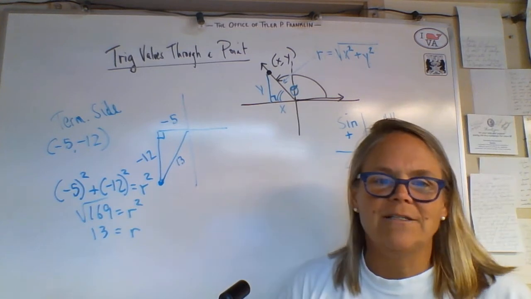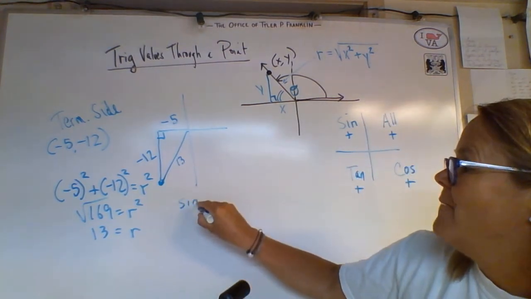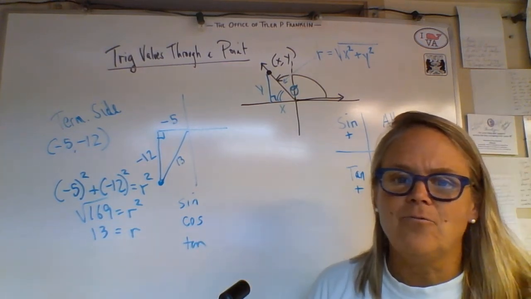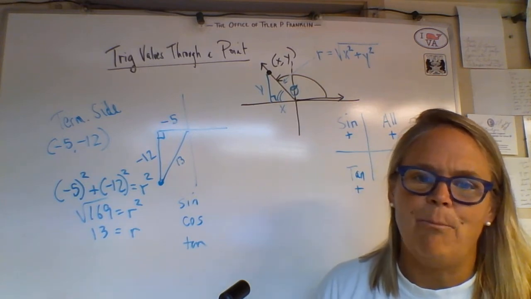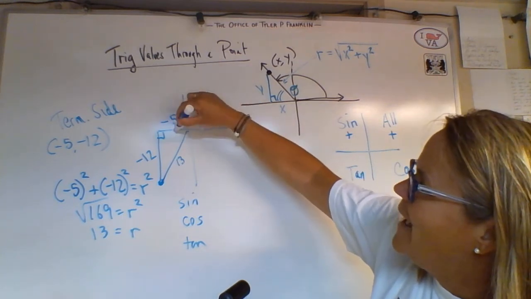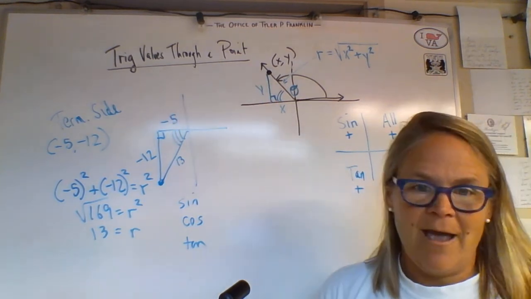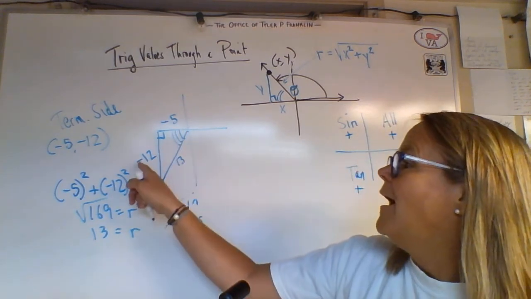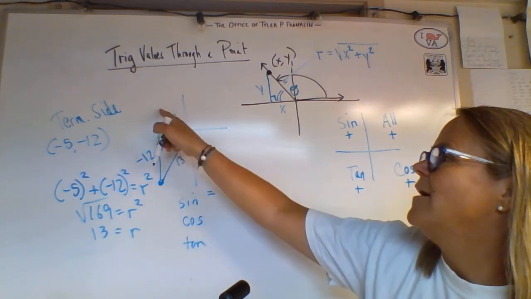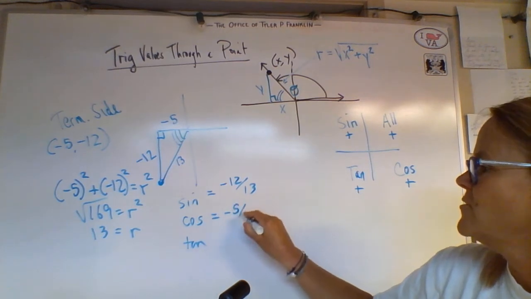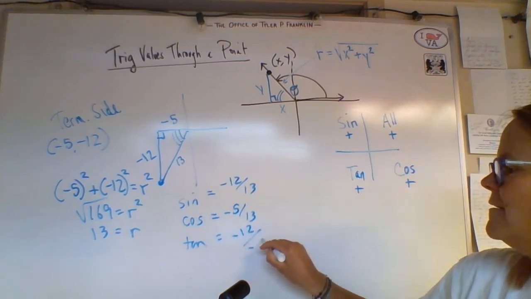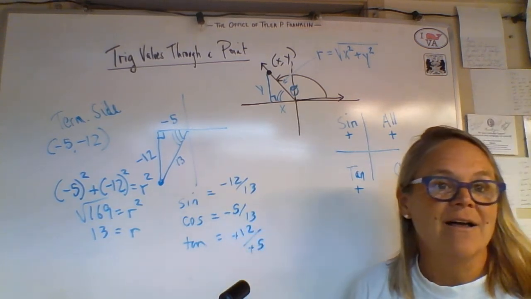The hypotenuse is always positive. So now when I'm finding those trig functions, I always look at the reference angle, the angle by the x-axis. You want to think that this thing went around and ended there. There's my angle. Sine, opposite over hypotenuse. Cosine, adjacent over hypotenuse. Tangent, opposite over adjacent, both negative, so it becomes positive.